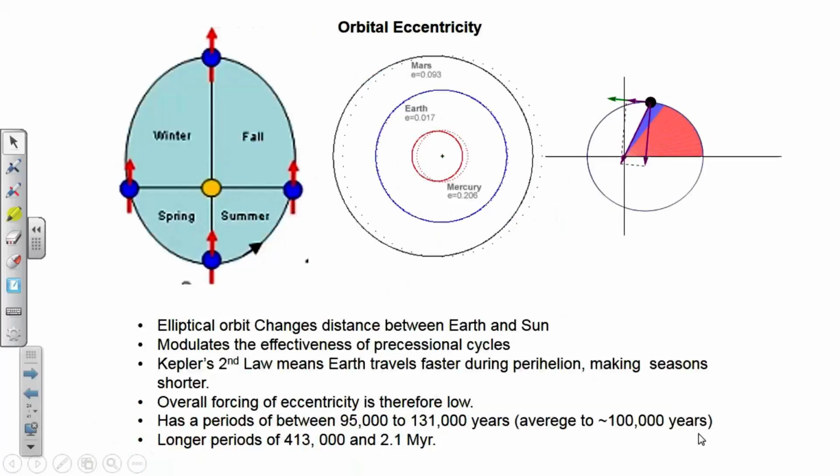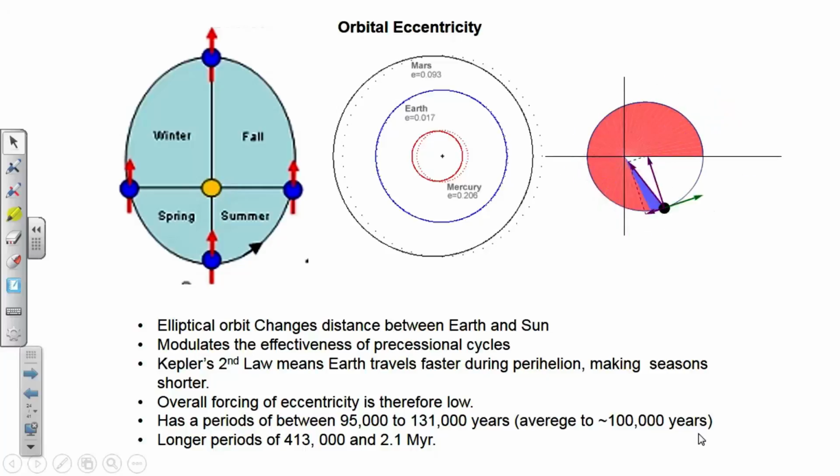And then the last way that the orbit changes is that the ellipticness of the orbit of the Earth changes. So this is an actual representation of how elliptical the Earth's orbit actually is. You can see it's actually quite close to circular. But how circular it is changes through time. So sometimes we're in quite an elliptical orbit, sometimes we're quite circular. And this changes on quite a long time scale of almost 100,000 years, between 95 and 130.